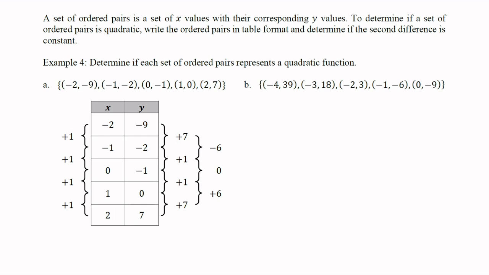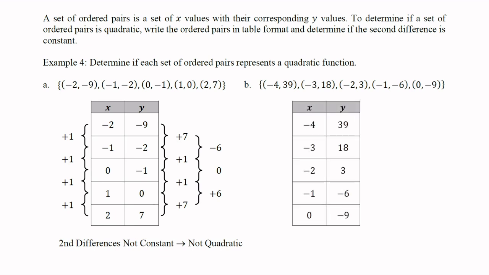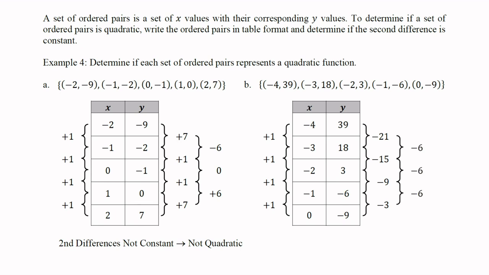And here in A, we found that we do not have a constant second difference, so therefore we do not have a quadratic. If we take our values in B and put them in a table, we check our x differences, and those are the same. Our first differences in our y, then our second differences in our y are constant, so therefore we have a quadratic.